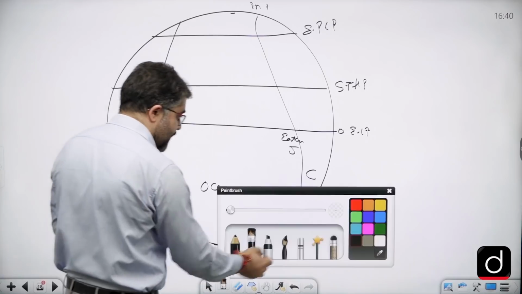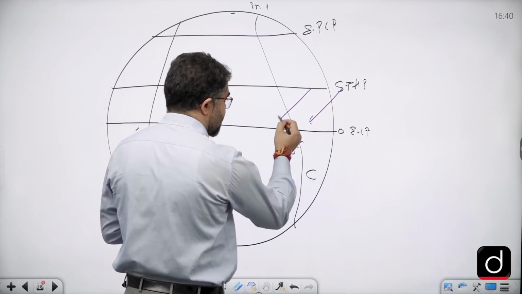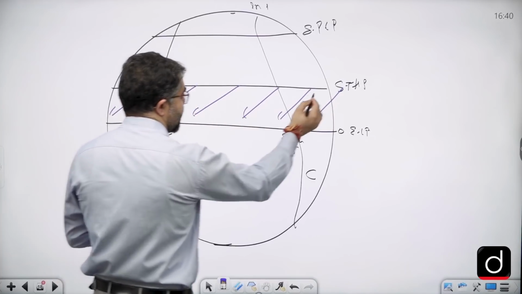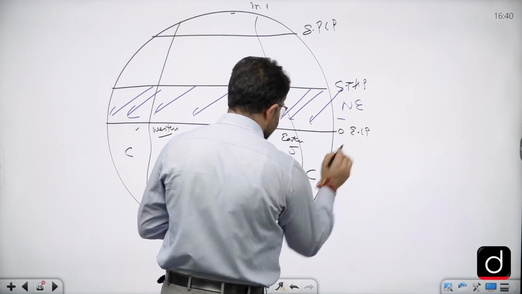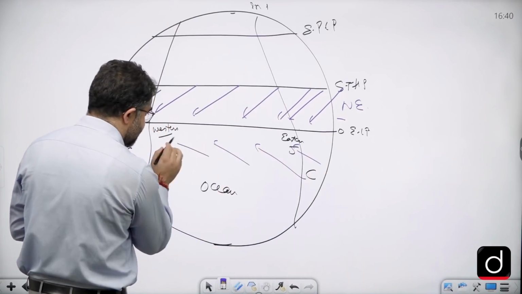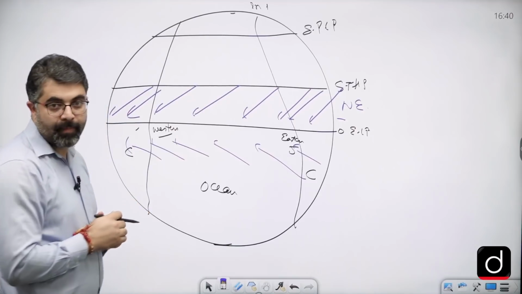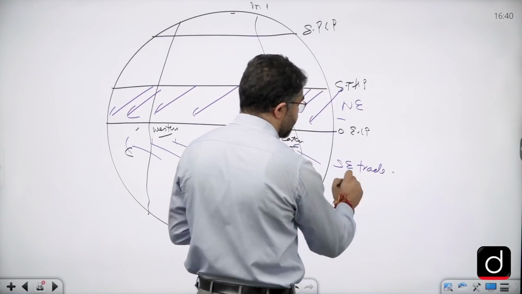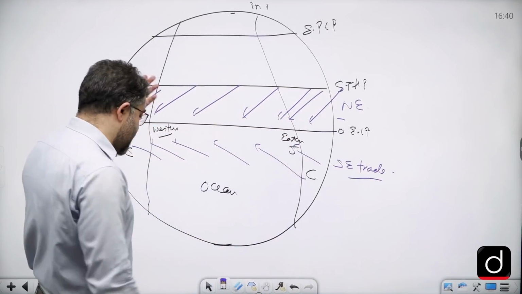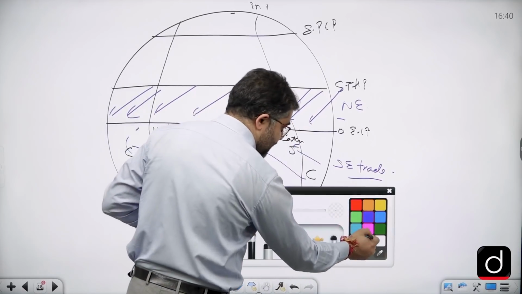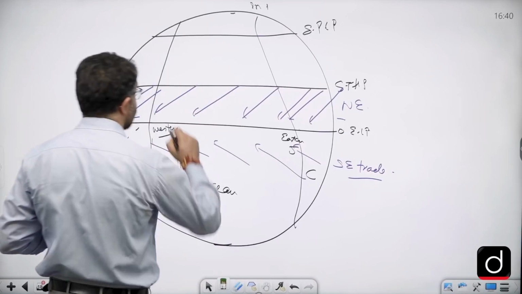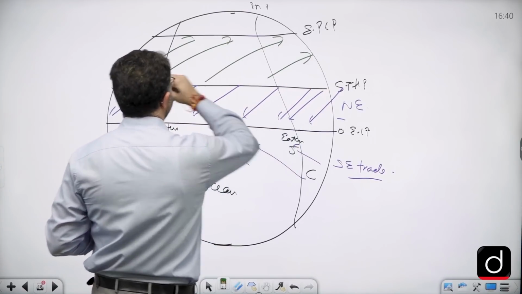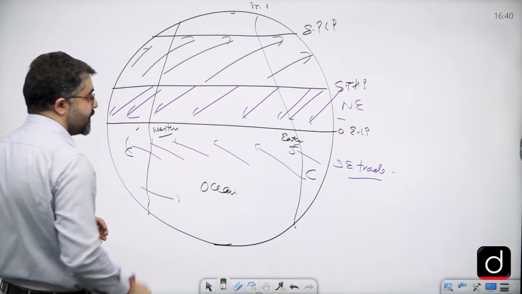Trade winds are either northeast or southeast. This is the direction of trade winds. I am just drawing northeast trade winds; the same thing can be drawn for the southeast trade winds also. Winds move from high pressure to low pressure, so from subtropical high to subpolar low, wind movement can happen. Same thing in the southern hemisphere also.